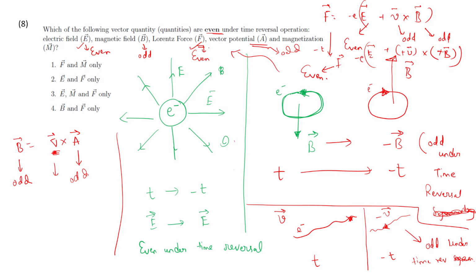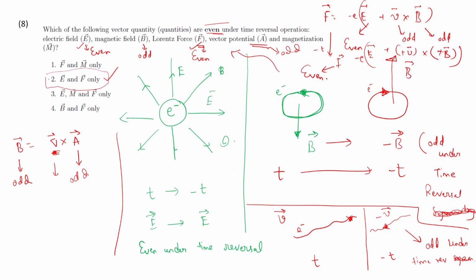So the answer to the question, which of the following vector quantities are even under the time reversal operation? The even ones are only the electric field E and the Lorentz force F. So it is just E and F only.